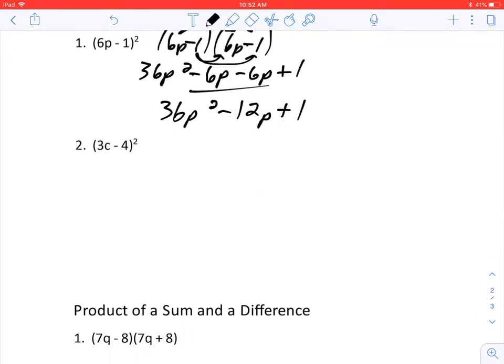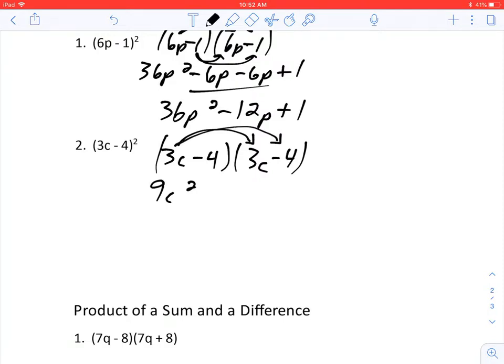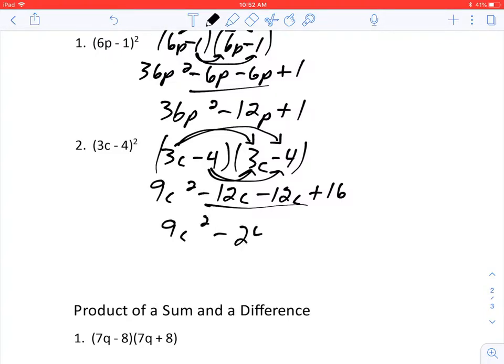Now the next one, same as the last one we just did, and the three previous to that, we are going to multiply these together like this. So 3c times 3c is 9c squared. 3c times negative 4 is negative 12c. Negative 4 times 3c is negative 12c again. Negative 4 times negative 4 is positive 16. And then the two center terms are negative 24c and then plus 16. And there's our final answer.